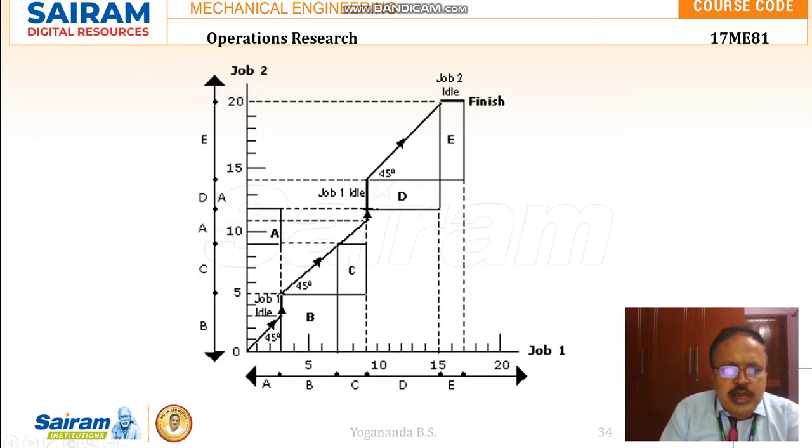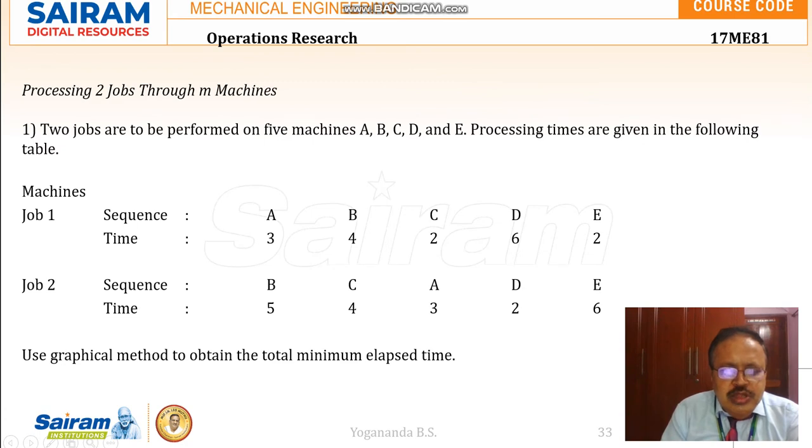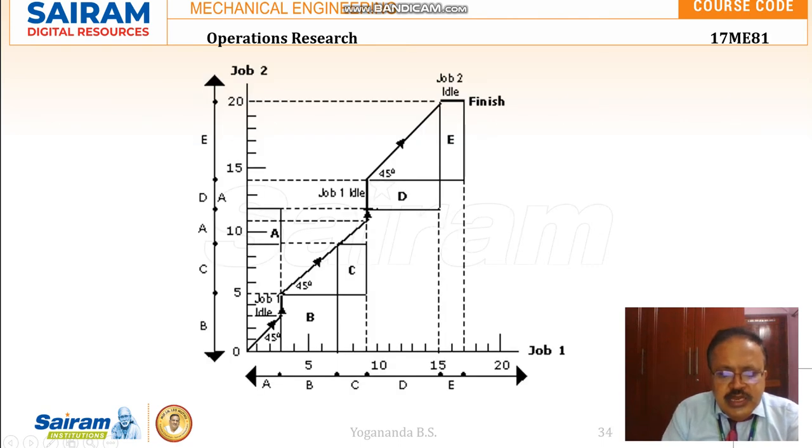So here we are taking x-axis and y-axis. Here the summation of these times on job 1: 3 plus 4 plus 2 plus 6 plus 2. So it is 3 plus 4 is 7, plus 2 is 9, plus 6 is 15, plus 2 is 17. So we need a minimum of 17 divisions on the x-axis, so marking up to 20.